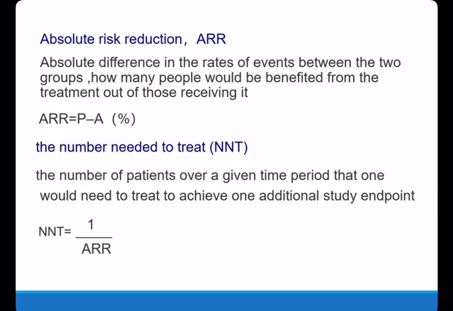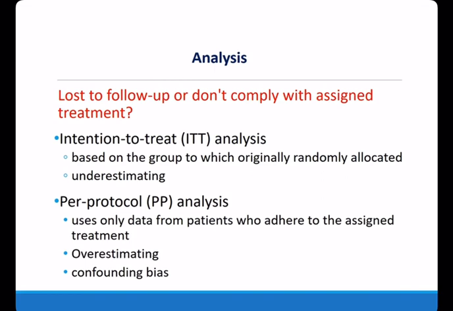And we can also calculate the number needed to treat, which is closely related to the absolute risk reduction. It means the number of patients over a given time period that one would need to treat to achieve one additional study endpoint. It can be calculated as 1 divided by the absolute risk reduction. In addition, it should also be noticed that some of the patients might be lost to follow-up or not comply with the assigned treatment during the trial, and thus intention to treat analysis or per protocol analysis could be applied.